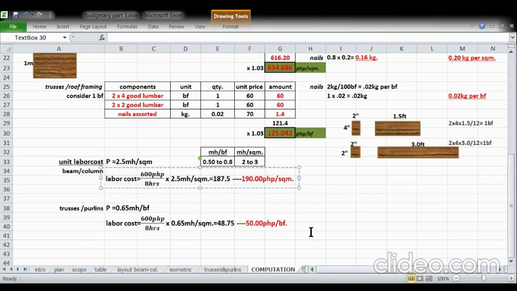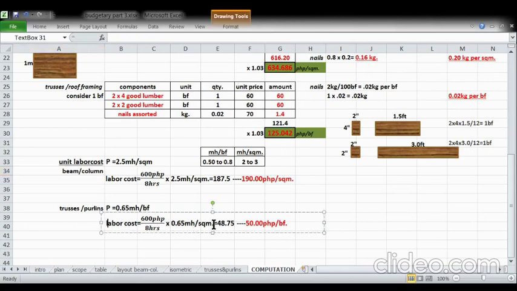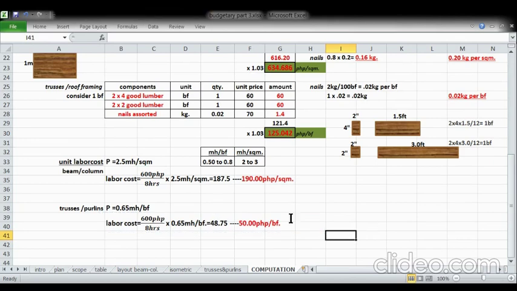Okay. Now let us go to trusses. These are for the beams and columns. For formworks, okay. Again, another question here. Typographical error again, because I just copy pasted this from the first part here. So this will be, okay, this is 0.65.